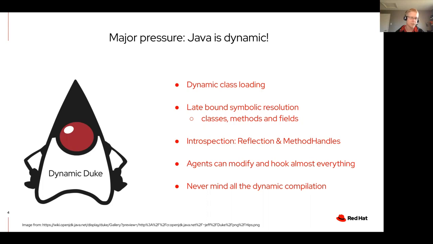And while all this is running, Java agents can come along, and Java agents can be configured to modify and hook just about any event. They can change classes that have already been loaded. They can change classes as they're being loaded. They can hook onto other events and operate on the system. So there's a whole lot of dynamic behavior occurring. Never mind all of the dynamic compilation happening.